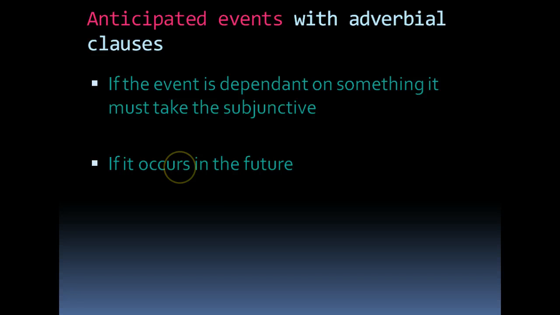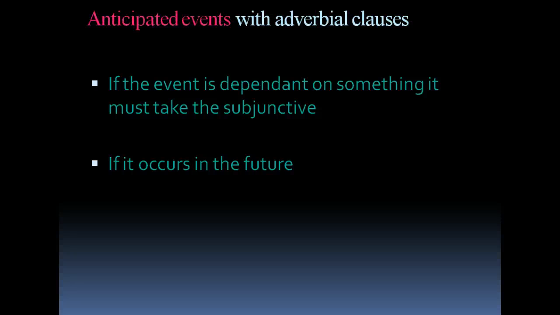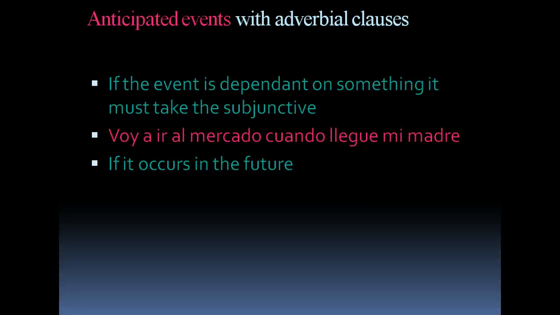Let's look at anticipated events with adverbial clauses. If the event is dependent on something, it must take the subjunctive, or if it occurs in the future. Okay, think about that for a minute. Anticipated events, that means it's gonna happen. It hasn't happened yet. Let's look.